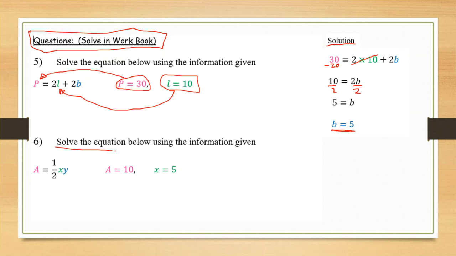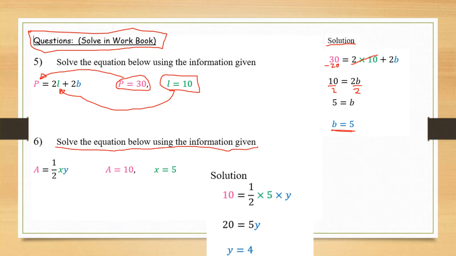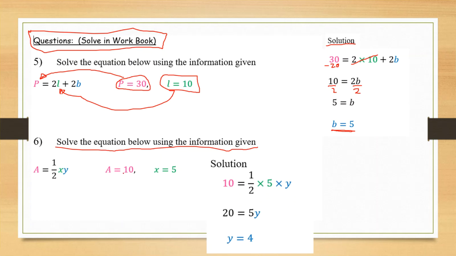For question 6, solve the equation using the information given. A equals 10, so 10 goes here, half times 5. So we write this line first, and then solve the equation. So times by 2 makes this 20, and then divide by 5 gives us y equals 4.